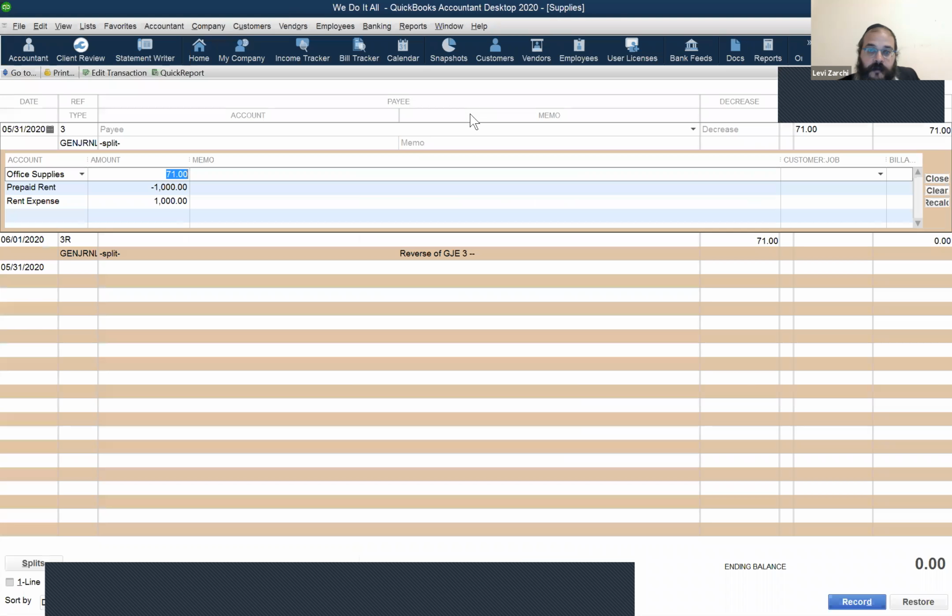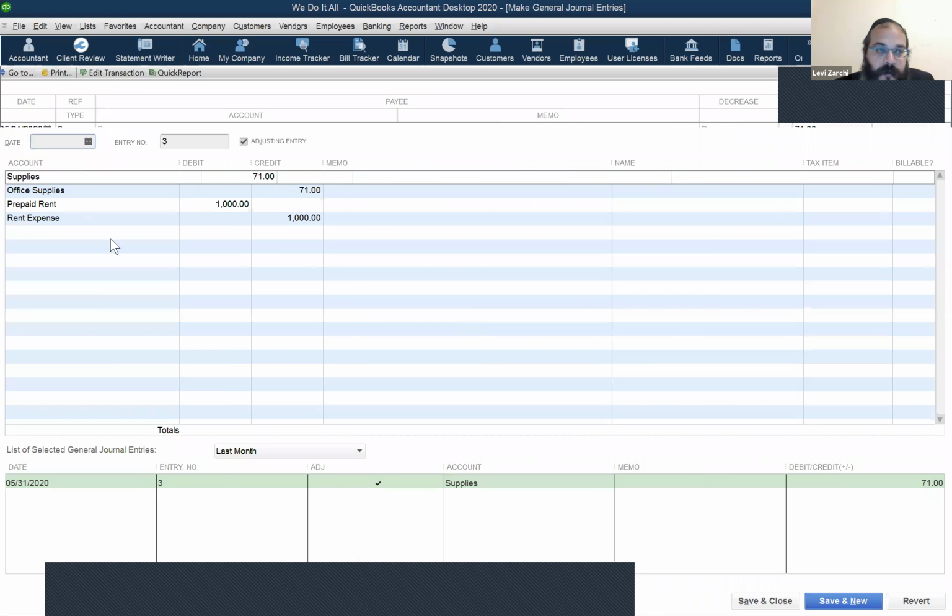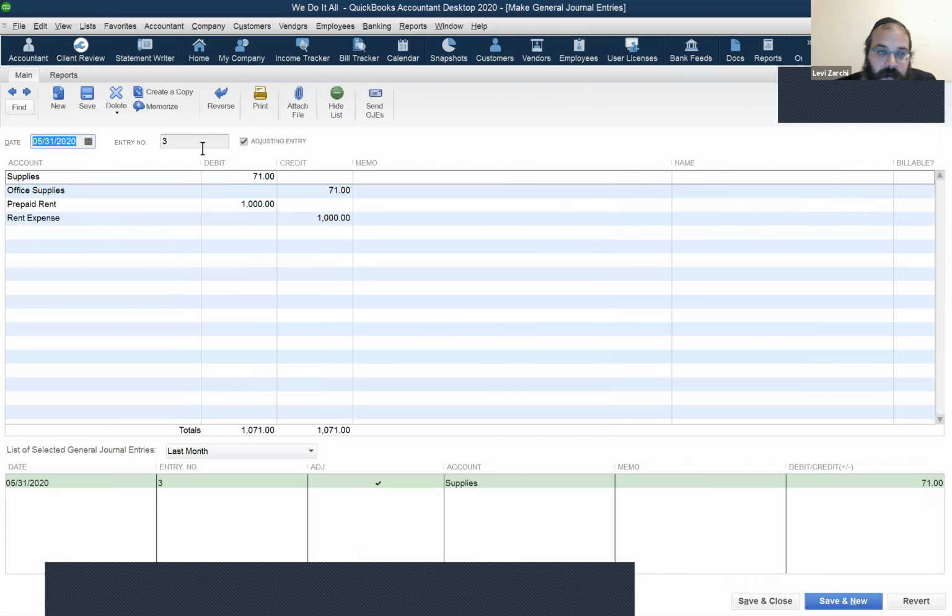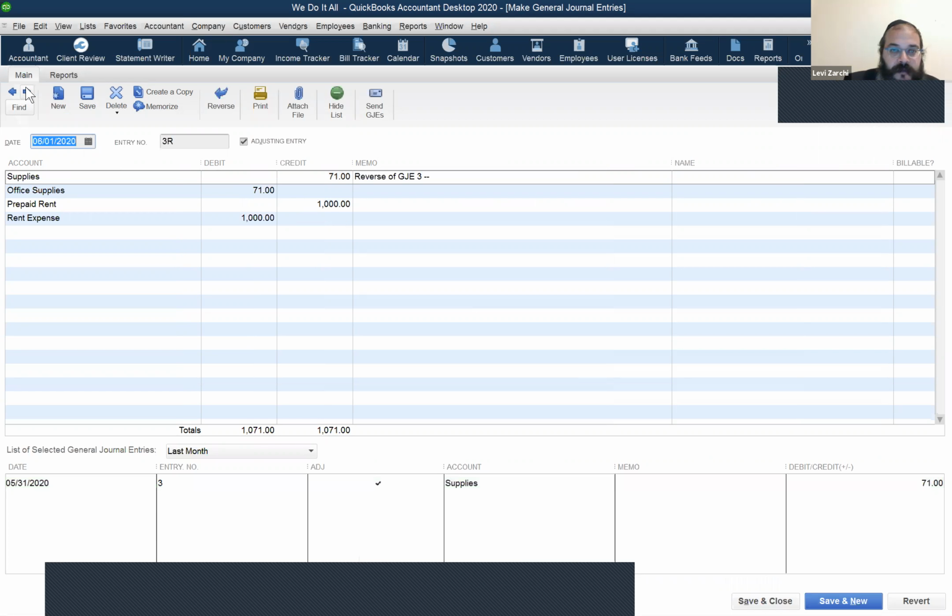Well, let's see. It's interesting because we're editing a general journal when there's already a reverse against it. Let's see how it goes. So I'm going here. See, we have here journal entry number 3 was the adjustment for the supplies and for the prepaid rent. If I go next is 3R, which is 3 reverse.